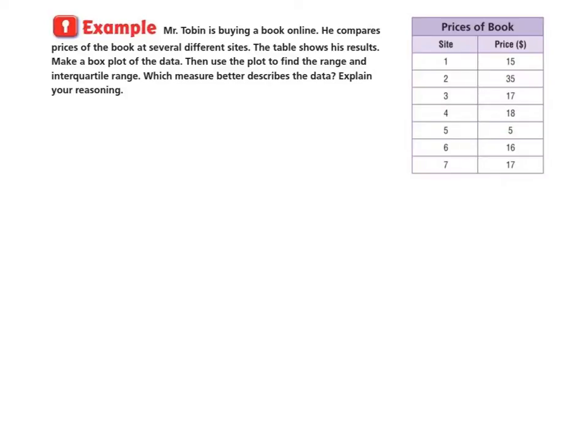What it's going to ask us to do is make a box plot of the data. Then use the plot to find the range and interquartile range. And then answer the question, which measure better describes the data, and explain your reasoning. So we have a couple of different things to do. Let's start off with our box plot. Remember with the box plot, the first thing I want to do is put these in order and find the median. So I need to take my smallest, which I think is this 5 here.